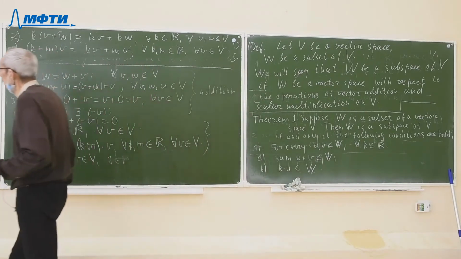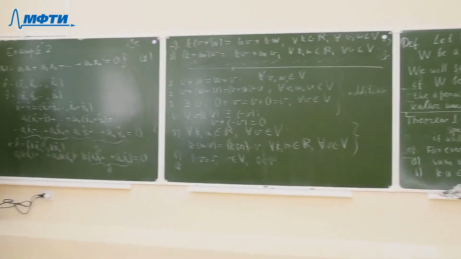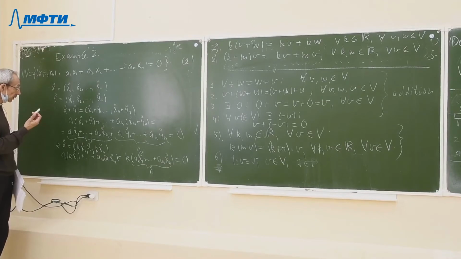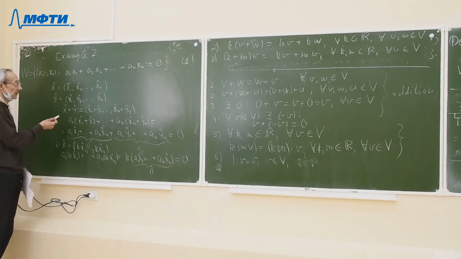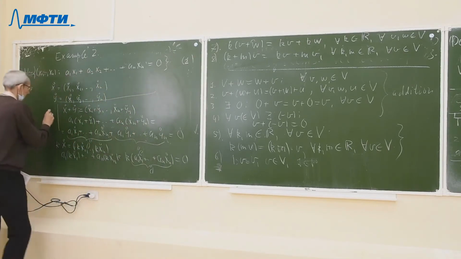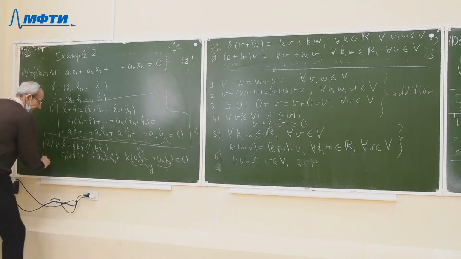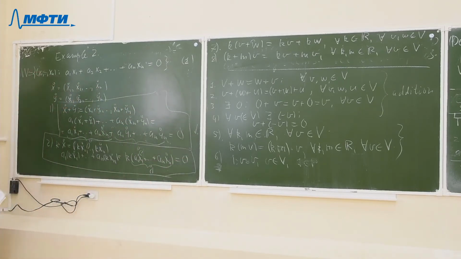And in our example, we can check only two properties, namely the closedness of the set under the vector addition and scalar multiplication. It is enough to check these two properties. And we obtain that the set of solutions of one homogeneous equation is a vector subspace.